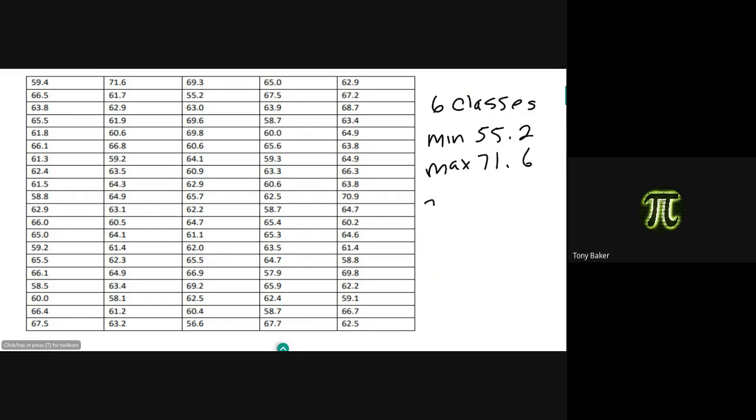So we're going to do 71.6 minus the 55.2 and divide by 6. And what do we get? Okay. These numbers actually have decimals in them. We could technically do 2.8. We're not going to. Which class width do you want to use? Yeah, I'd probably use 3 for this one. I think 5 would be a little too much. So yeah, I'd probably do 3 for this one. All right, so you've got 3. Make them my classes. I want 6 classes with a class width of 3.